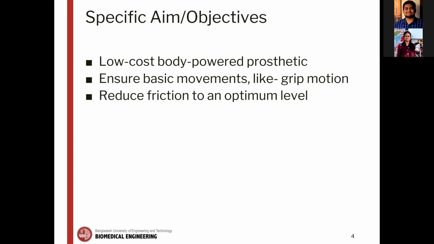As we have discussed, the main problem in the previous slide is the friction present in the available models. For this, it requires great effort to perform even the simplest of movement. So our objective is to reduce the friction to an optimum level. My next teammate, Pritom, will continue the presentation from here.